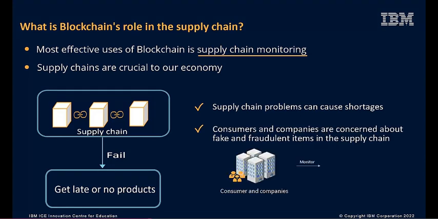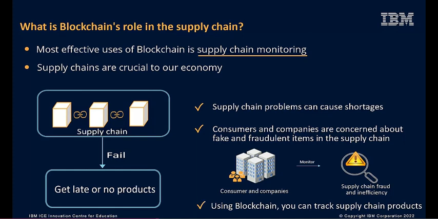Consumers and companies are concerned about fake and fraudulent items in the supply chain. Using blockchain, you can track supply chain products and make sure they're immutable. Supply chain performance can be improved with blockchain monitoring.